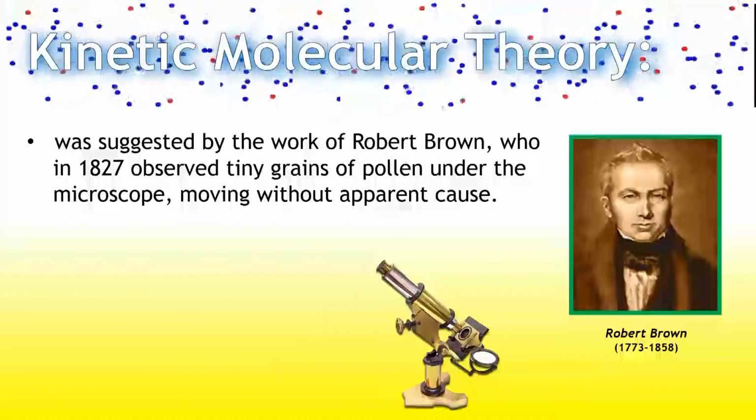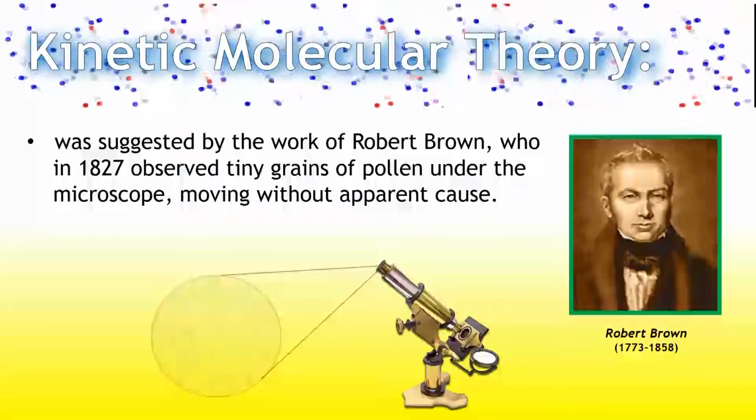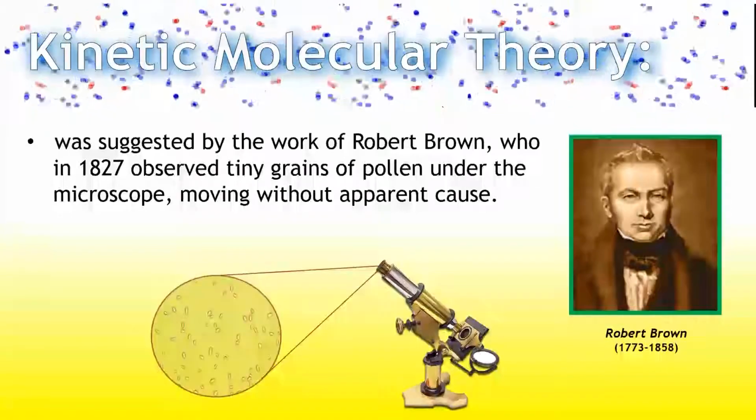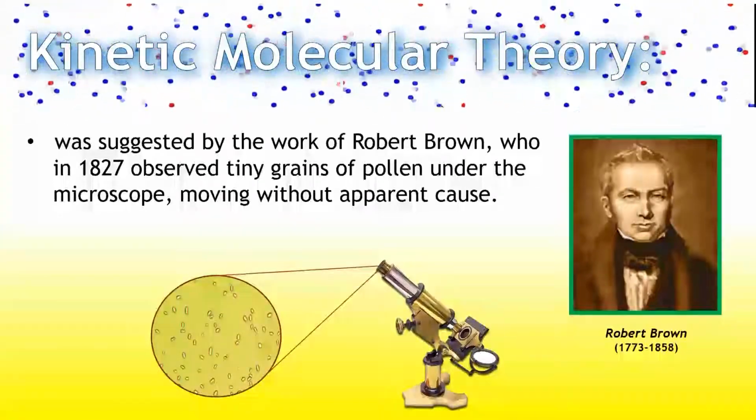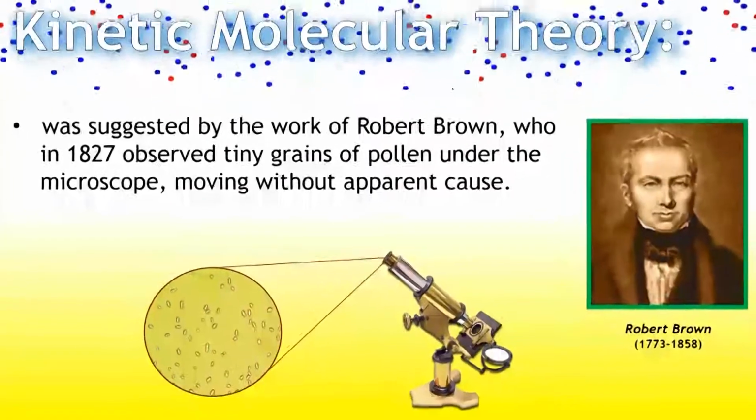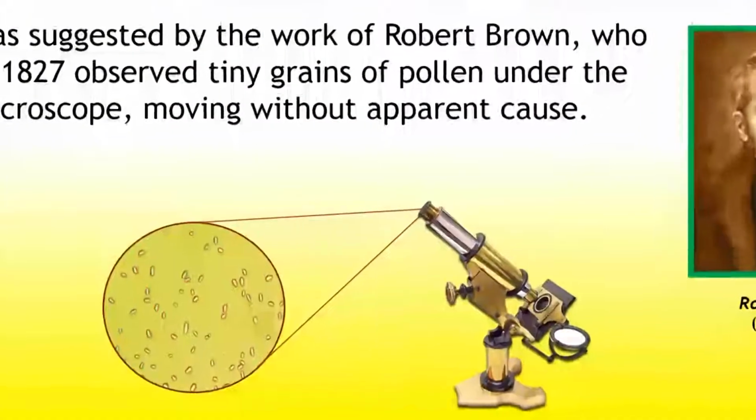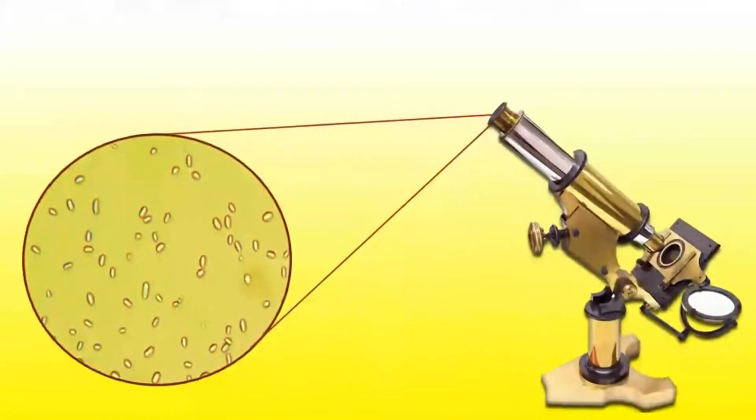Kinetic molecular theory was suggested by the work of Robert Brown, who in 1827 observed tiny grains of pollen under the microscope moving without apparent cause. Check out the kind of microscope that Brown used. There was no internal light source, no light bulb. Instead, if you wanted light and a strong image, you would burn a candle fairly close to the microscope and then use the rotating mirror to reflect the light of the candle flame through the observation tube. These crude microscopes obviously required a great deal of skill.